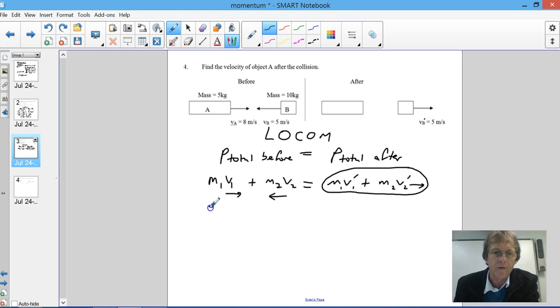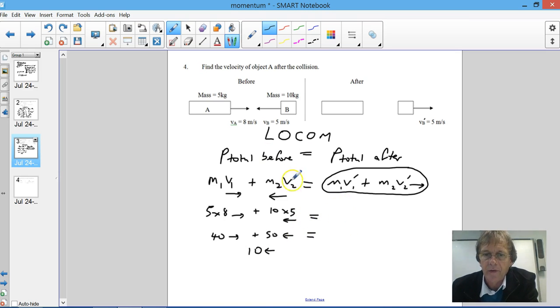So if you look at that, you've got 5 times 8 going to the right, which is going to give you 40. By the way, in the next line you've got 10 times 5 in the next part going to the left. So you've got 50 going to the left. So altogether, the momentum here, 40 to the right, 50 to the left, is 10 to the left. That's your momentum beforehand. Now that's what it should be as a total afterwards, so it helps you work out the unknown.